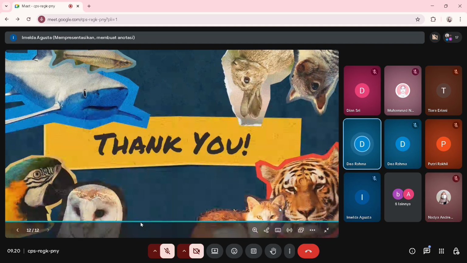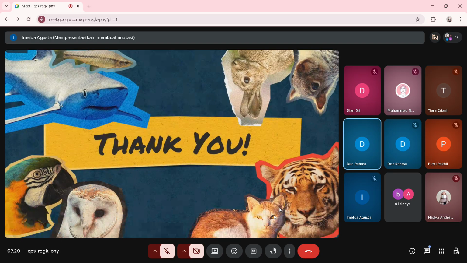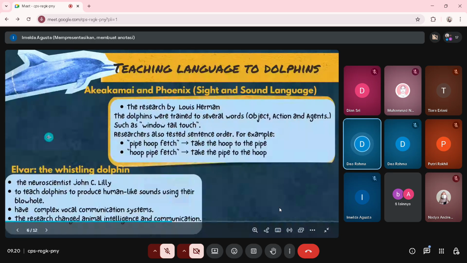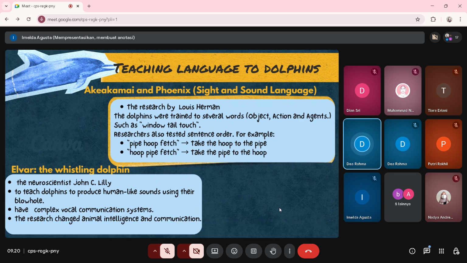Okay, and next, teaching language to dolphins. There are three dolphins: Akeakamai, Phoenix, and Elele. Akeakamai and Phoenix learned sign and sound language.